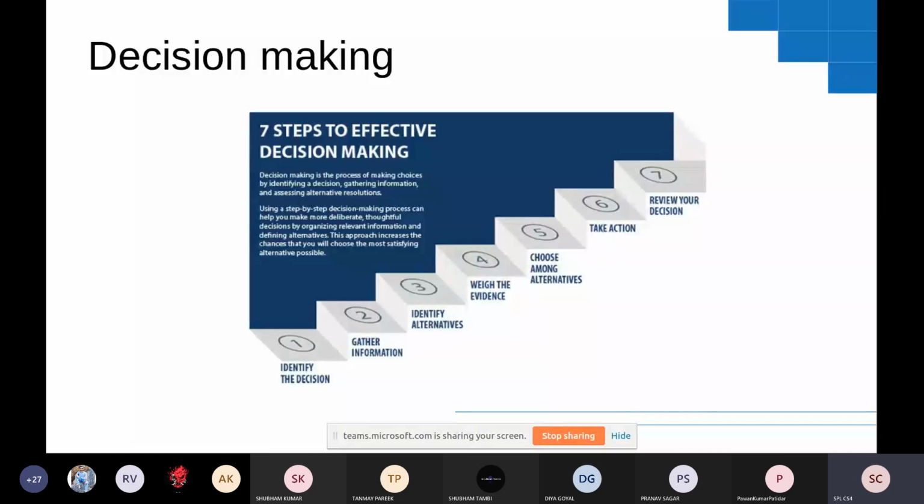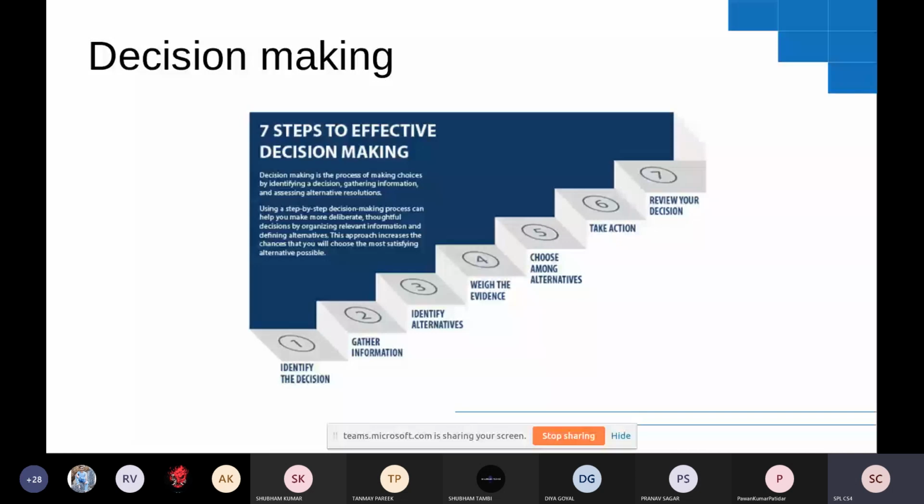Once you have gathered the information and identified the alternatives, you weigh the evidence: this car is better, this car has more capacity, this car has more weight carriage, and so on. Finally, choosing among the alternatives is one of the main focuses of making a decision. Once you have weighed the evidence you have got so far, you choose one or two among the alternatives as per your need, and you take the action.